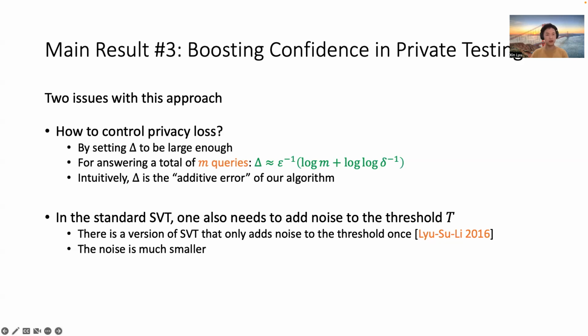To resolve this issue, we observe that there is a version of sparse vector that only adds noise to the threshold once. And adding noise to the threshold once is not impressive. The more impressive thing is that by adding noise to the threshold only once, you can add a much smaller noise to achieve privacy. And it is exactly the much smaller noise that allows us to improve on the applications that we'll mention soon.